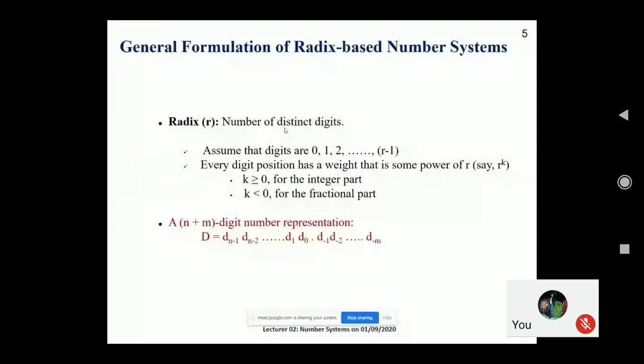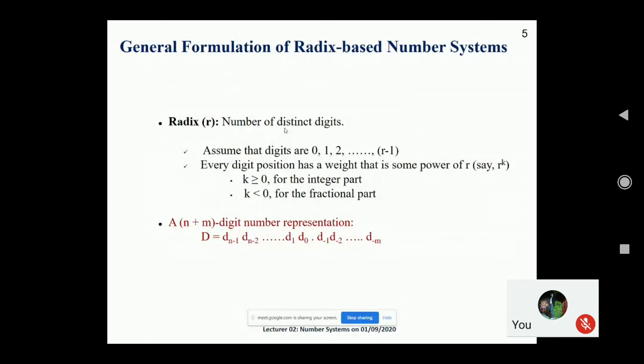The second point is that every digit position has a weight, that is some power of r. Suppose the power is represented as a small letter k. In any number system we have discussed so far, there are two parts: the part before the decimal point and the part after the decimal point. For the integer part, the power k is always equal to 0 or greater than 0. Before the decimal point is the integer part. After the decimal point is called the fractional part, where k is less than 0: k is -1, -2, something like that.